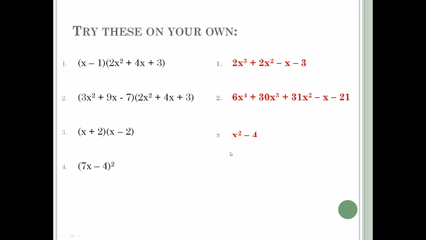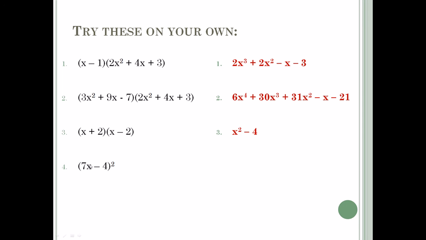Number 3, did you get it reduced to x squared take away 4? Yay! Because look, you did x times negative 2, that's negative 2x, and then positive 2 times x is positive 2x. So you had negative 2 and positive 2, which cancel each other out, which is why it ended up being x squared take away 4.